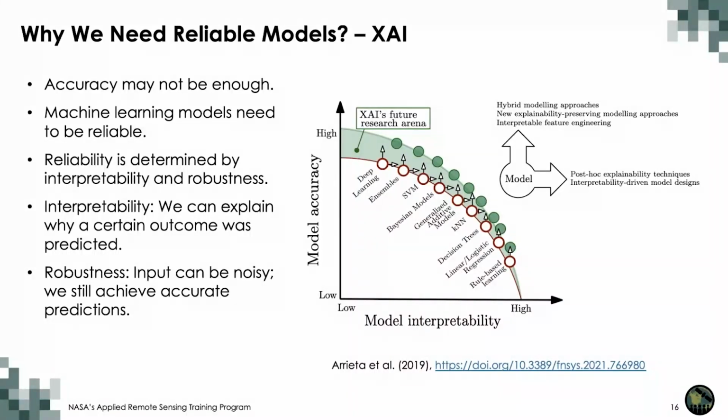We also want to have a robust model where inputs can be noisy. You know, we have a model that is trained off of surface reflectance data. That can sometimes be noisy. There can be variance in that data, and we still want the model to return accurate results.